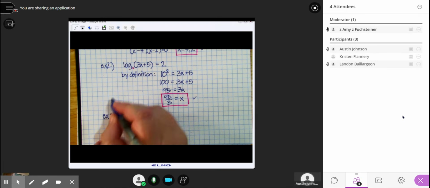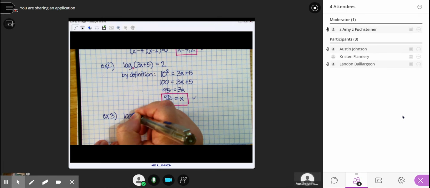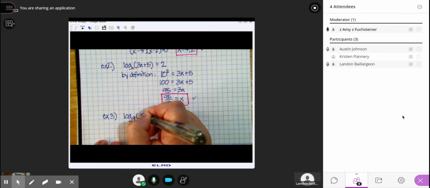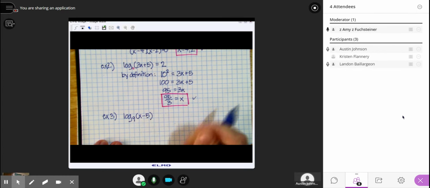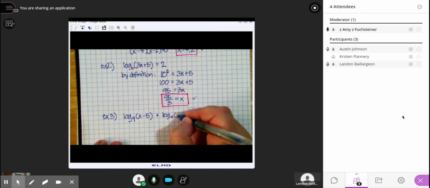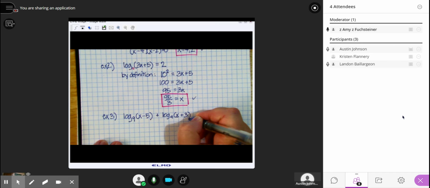All right, let's try log base 9 of x minus 5 plus log base 9 of x plus 3 is equal to 1.